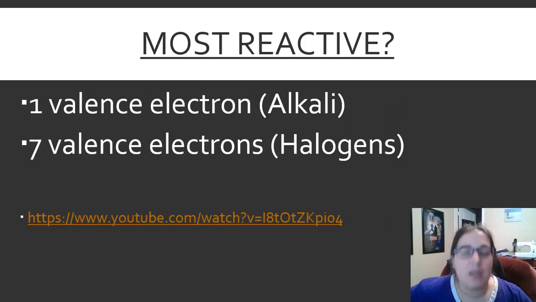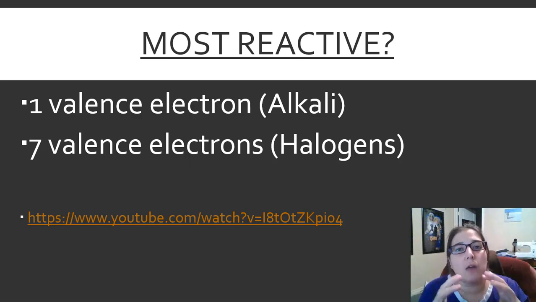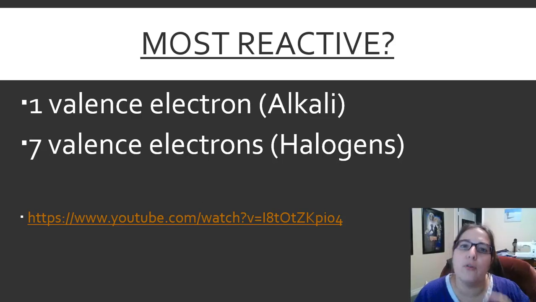So what that means is the most reactive elements ever are the ones with 1 valence electron or 7 valence electrons. The reason 1 valence electron is really reactive is if they can just get rid of that 1 electron, then that bumps them down to the energy level below, which would be full. In order for us to get that 1 valence electron on the outside ring, we had to have an inside ring that was already full. So if they can just get rid of that outside electron, the inside ring is full. Now they're a little bit happier.